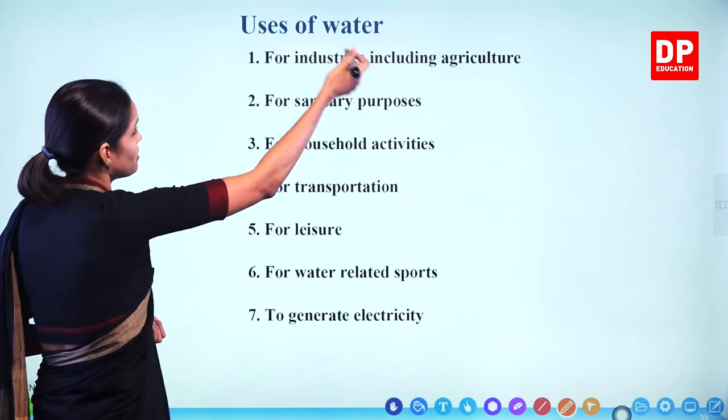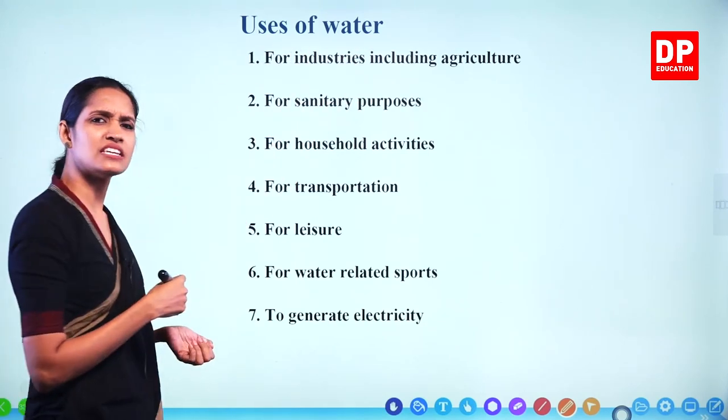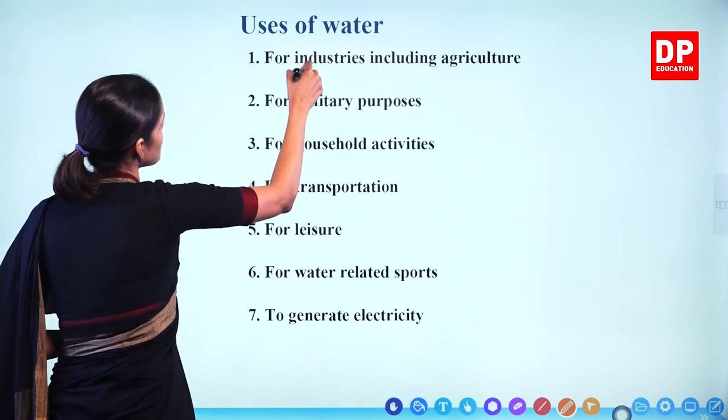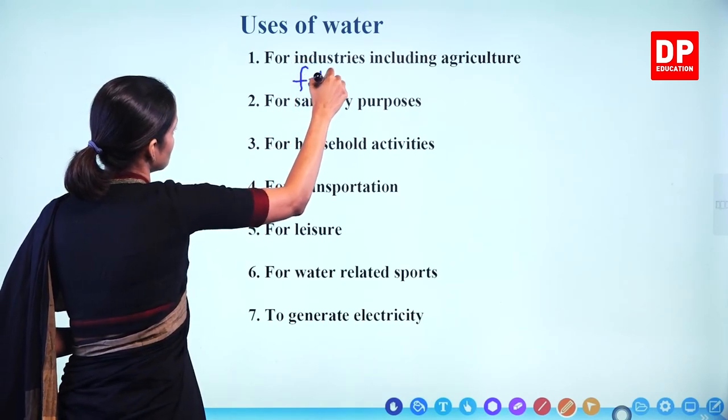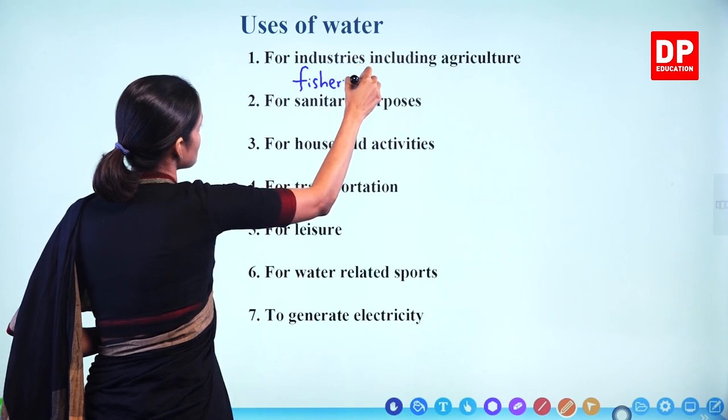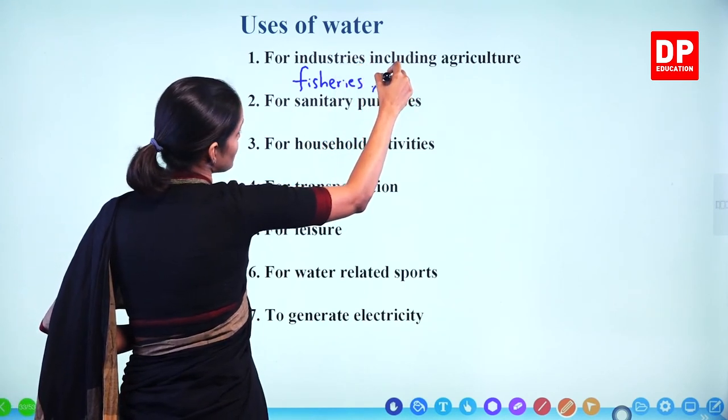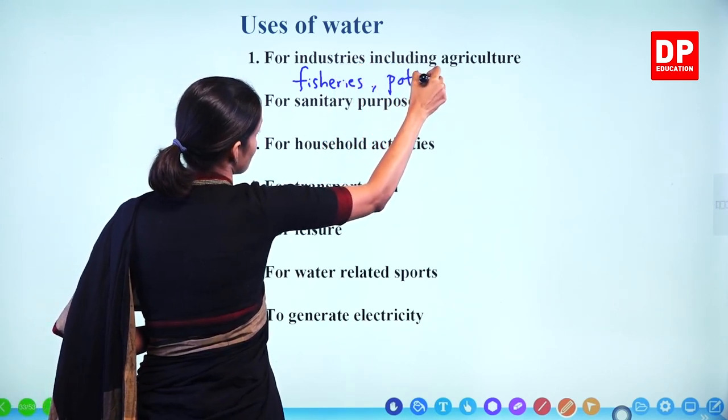So we will use water in agriculture. What are the other industries? We will write fisheries industry and pottery industry. These are the examples.